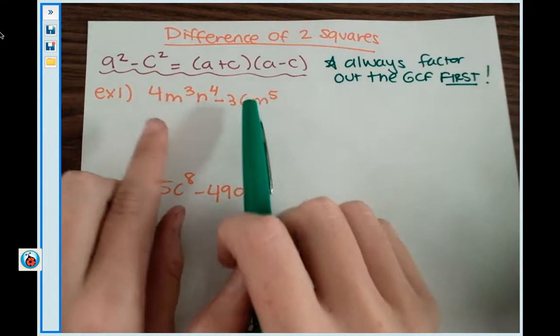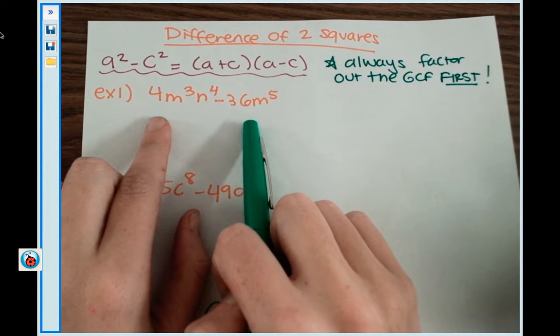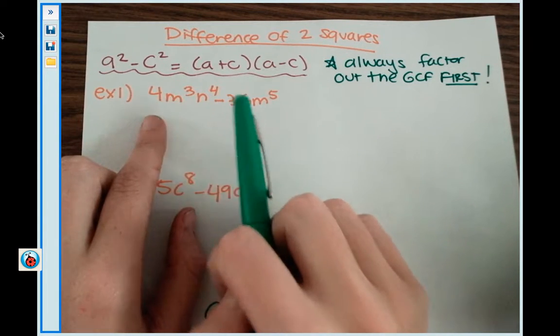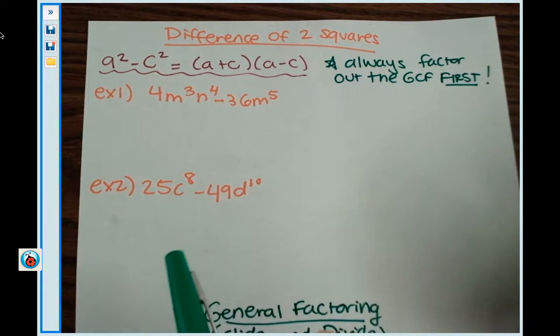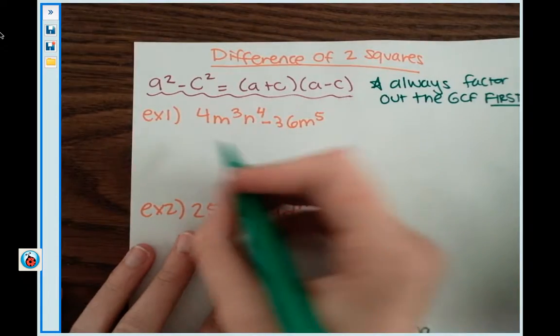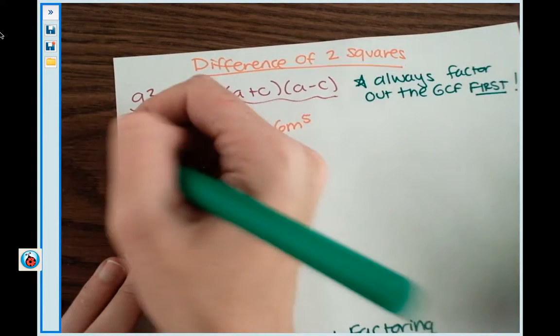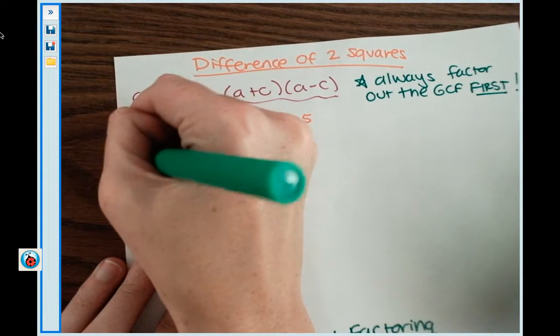So I'm going to look at my numbers first. Is there a number that goes into 4 and 36? And I'm trying to think of the largest number that goes into 4 and 36. Holy hot dog, you guys are so smart. That would be 4. So I know my GCF part of it is a 4.